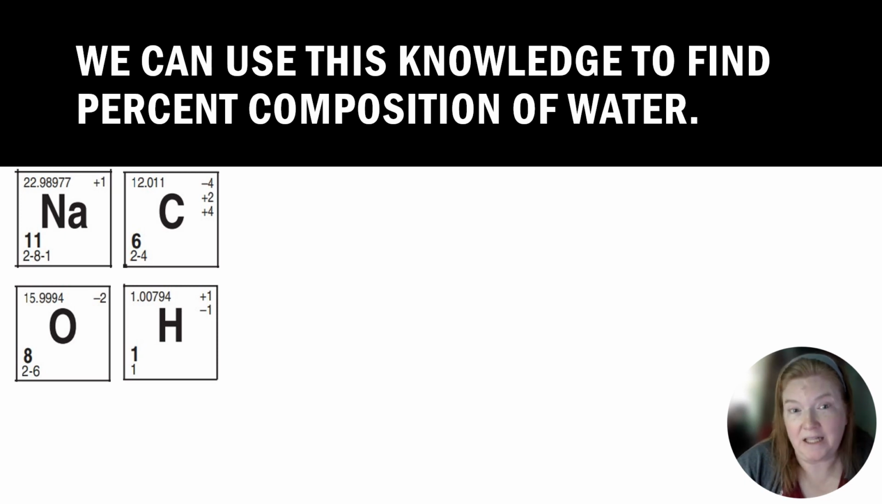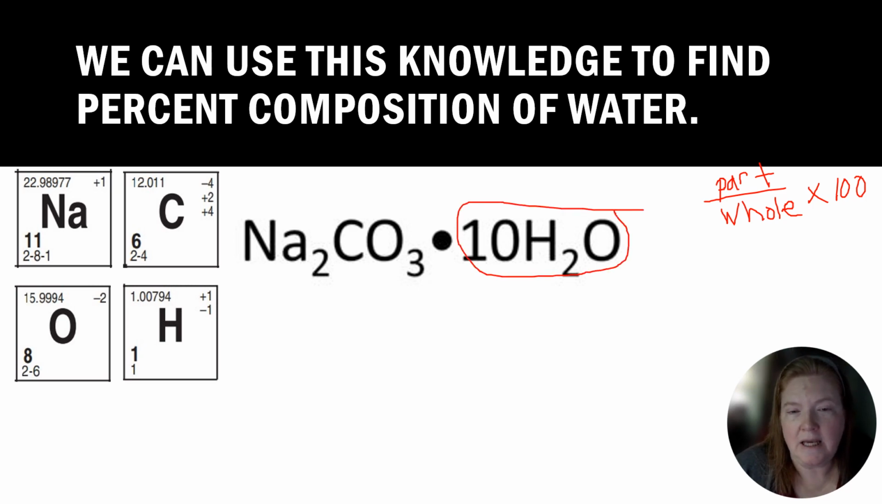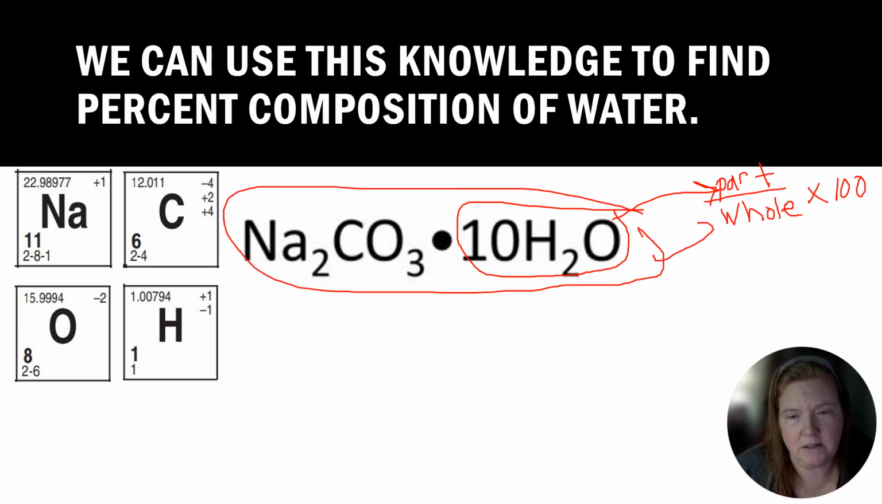We can use this knowledge to find the percent composition of water. Here's an example. I have the images from the periodic table so we can get the atomic masses, because the formula for percent composition is the mass of the part over mass of the whole times 100. Remember, you find that on the back of your reference table, okay? So if I'm trying to find the percent composition of water, this is the part, and the whole is all of it. Okay, so I need to find the molar mass of the whole thing, and then I need to find the molar mass of just the water part.